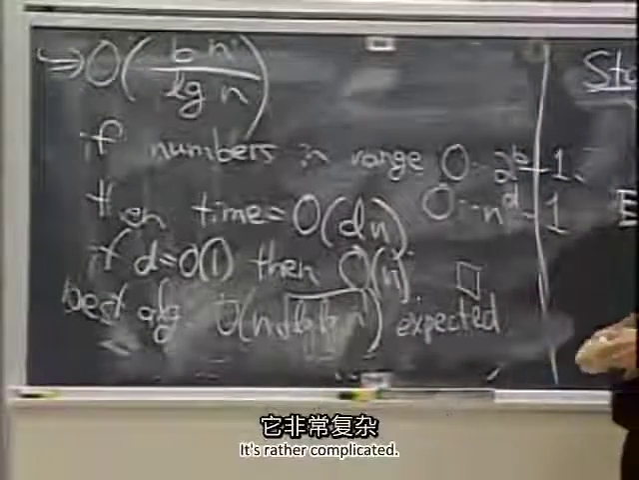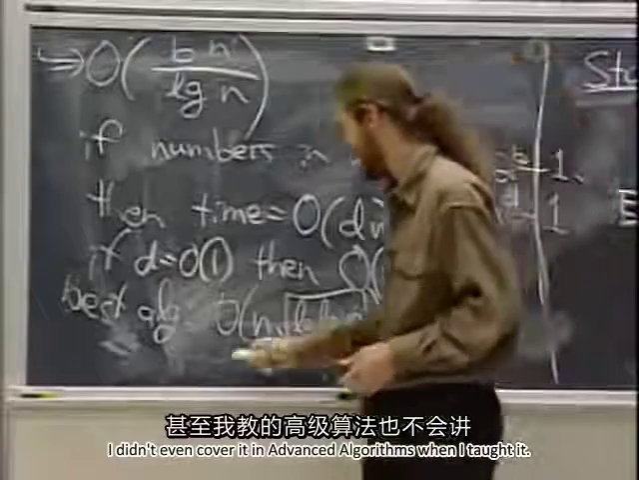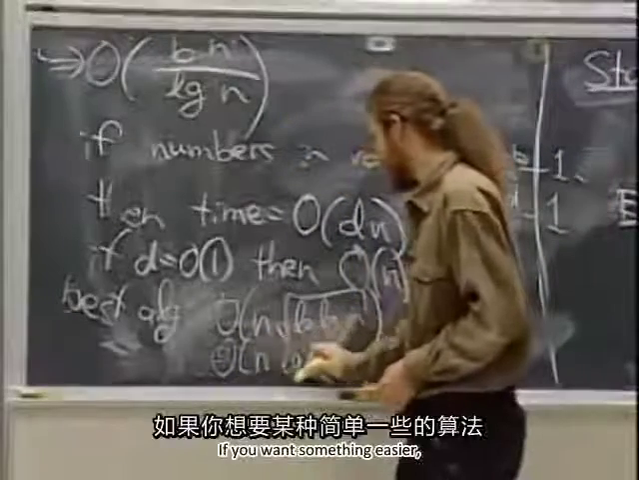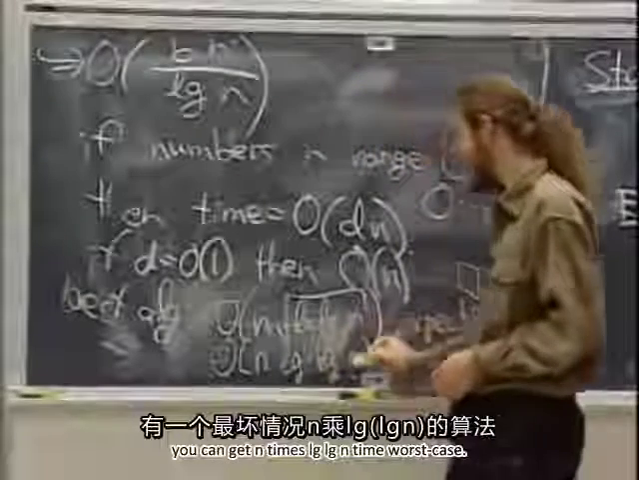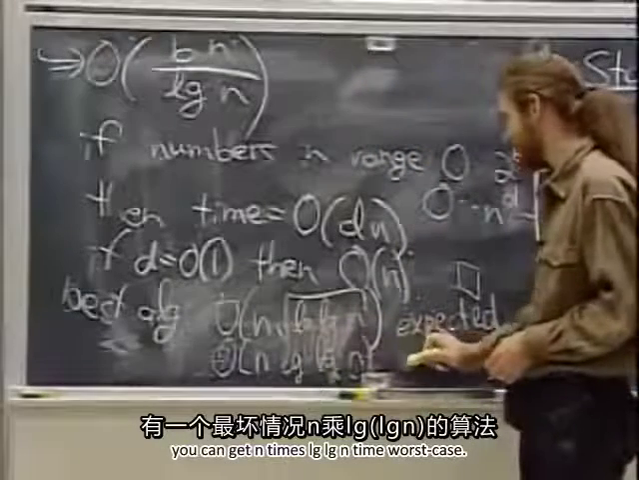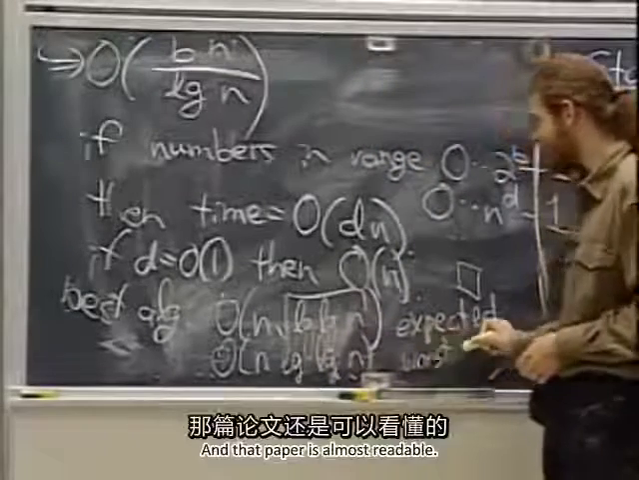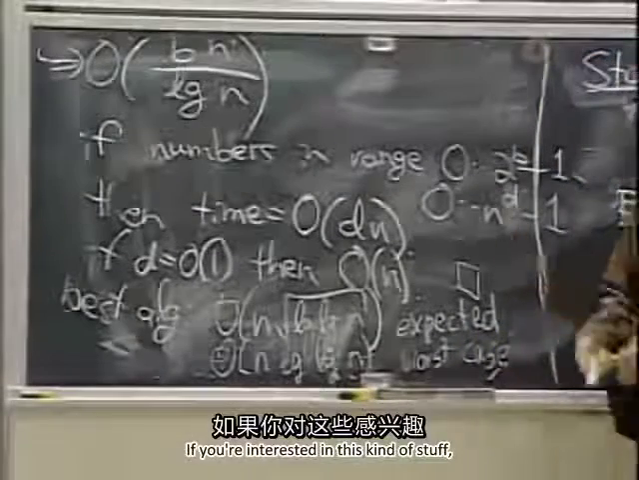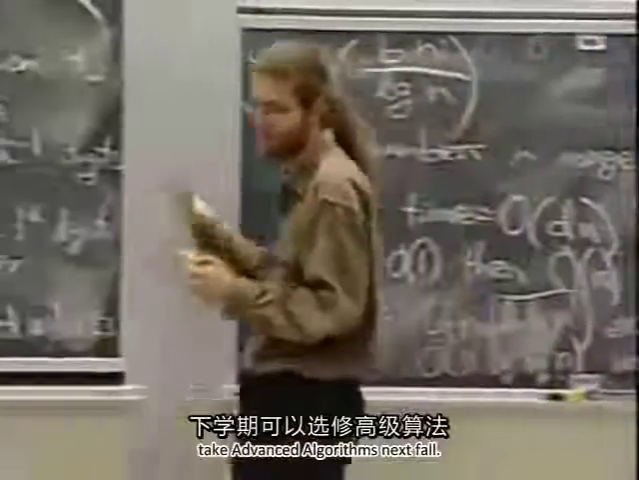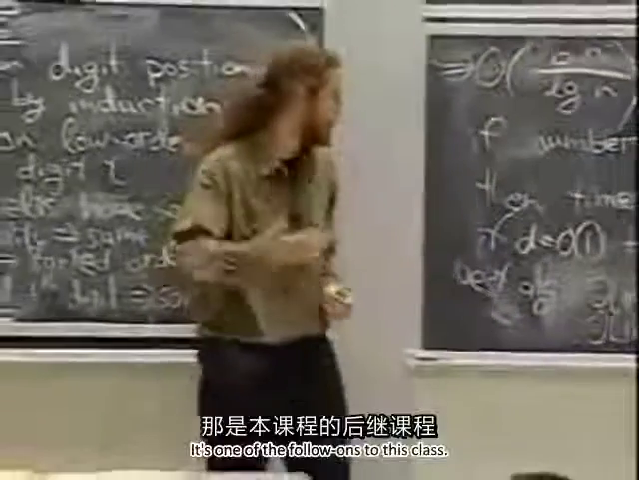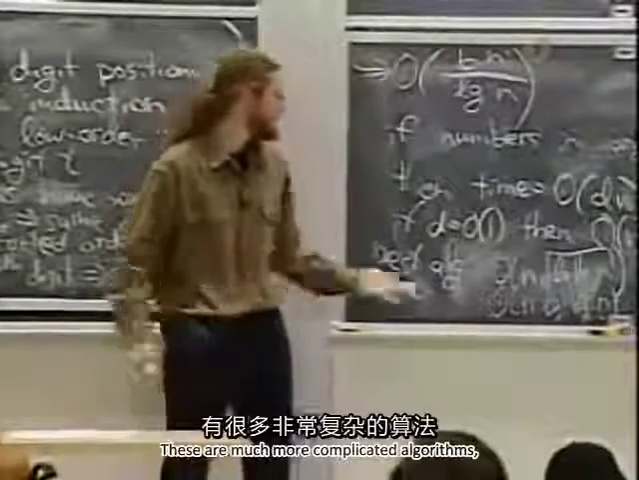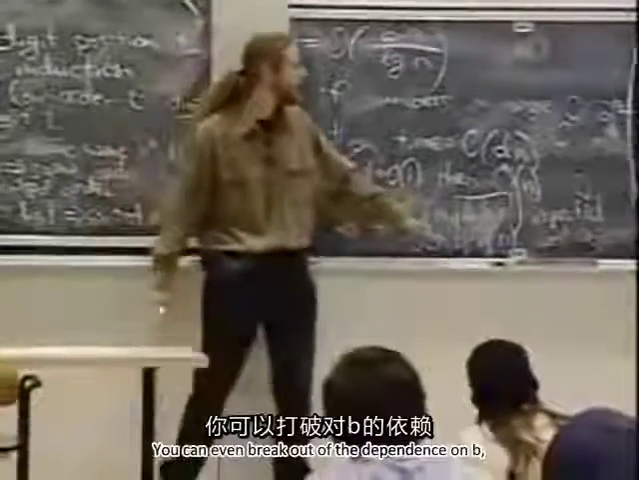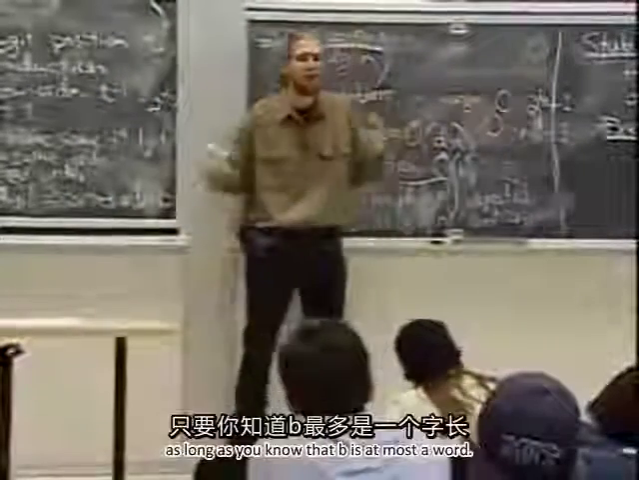It's rather complicated. I didn't even cover it in advanced algorithms when I taught it. If you want something easier, you can get n log n time worst case. And that paper is almost readable. I have taught that in advanced algorithms. If you're interested in this kind of stuff, take advanced algorithms, which is next fall, say. Sort of one of the follow-ons to this class. So these are much more complicated algorithms. But it gives you some sense. You can even break out of the dependence on b as long as you know that b is at most a word.